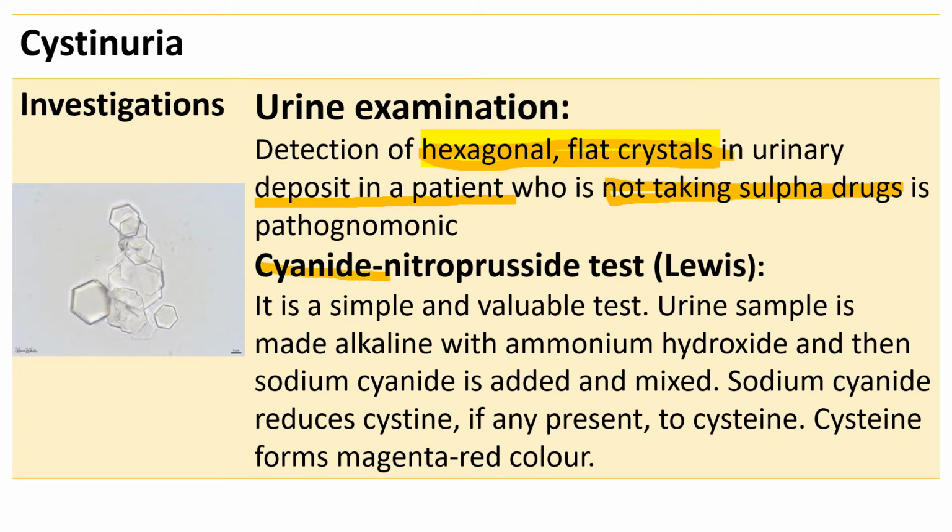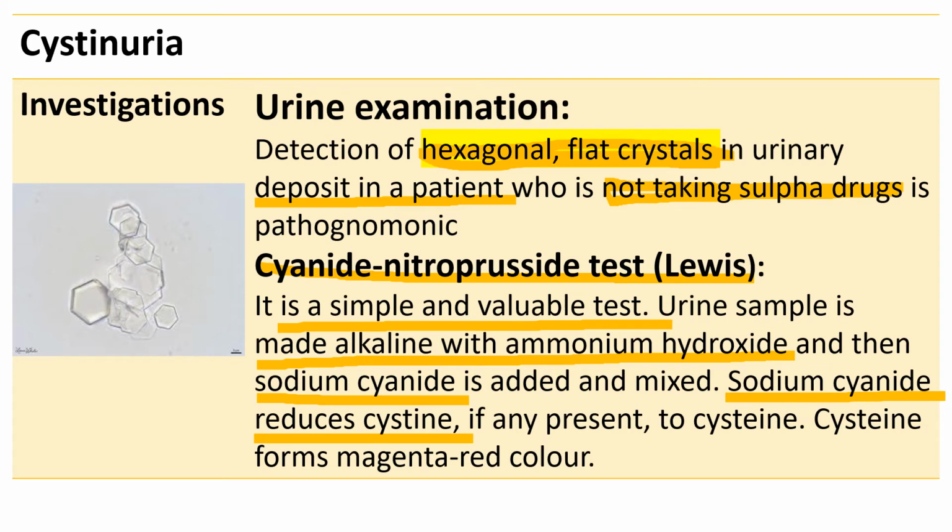Then the next test is the cyanide-nitroprusside test. It is a very simple and valuable test where the urine sample is made alkaline with ammonium hydroxide, and then we add sodium cyanide to it. This sodium cyanide reduces cystine, if present, to cysteine, and cysteine gives a magenta red color. A magenta red color is formed whenever the sample contains cysteine.